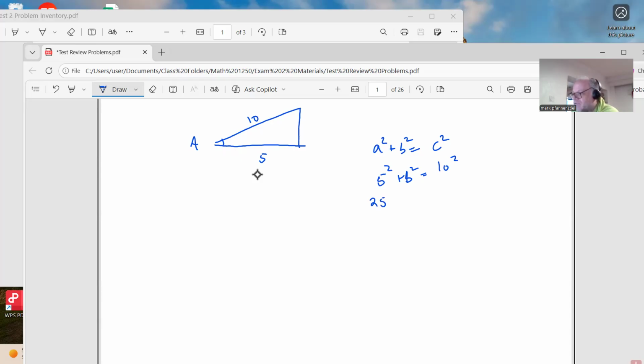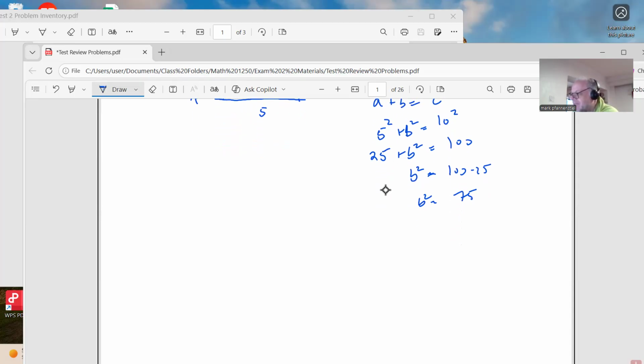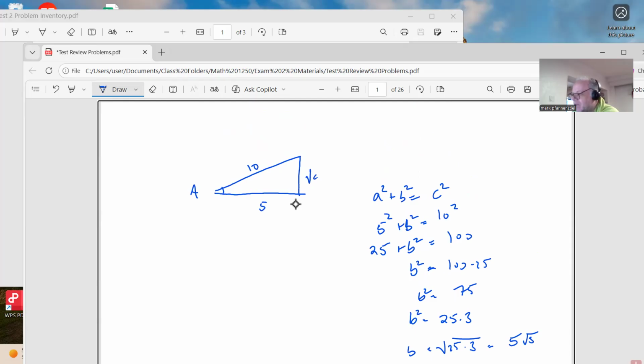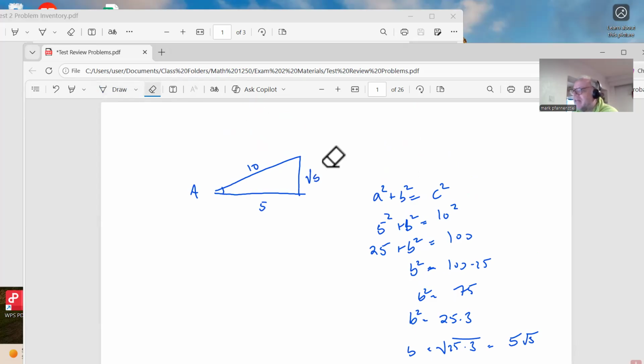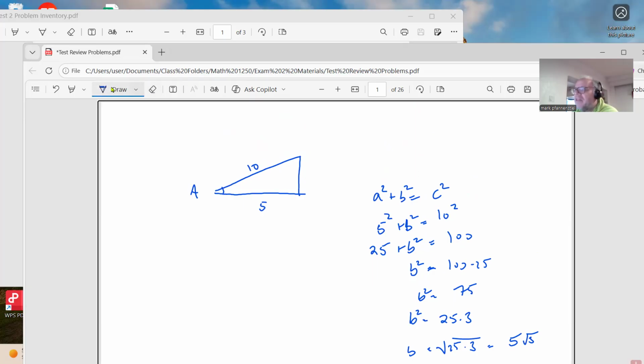Okay, so we're going to say that's 25 plus B squared is equal to 100. B squared is going to be 100 minus 25, so B squared is equal to, let's see, 75. I don't know if you really have to do this, but we'll say B squared is equal to 25 times 3, and then B equals the square root of 25 times 3, which of course is going to be 5 square roots of 3. So my side over here is 5 square roots of 3. Let's go ahead and make that the correct value here. Okay, so we have 5 root 3 sitting right there.